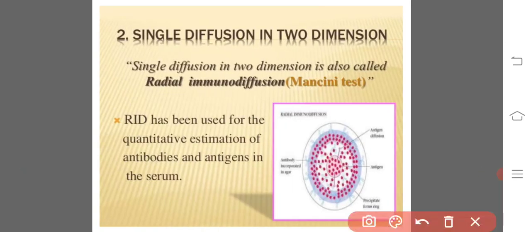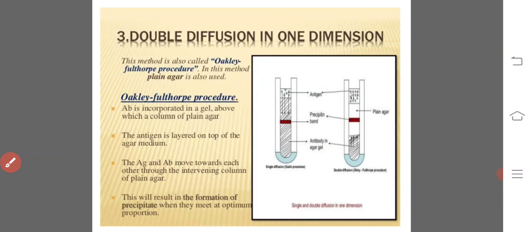And single diffusion in two dimensions is also known as radial immunodiffusion, or the Mancini test. Radial immunodiffusion has been used for the quantitative estimation of antibodies and antigens in the serum. And double diffusion in one dimension is also known as the Oakley-Fulthorpe procedure, which is performed on plain agar.